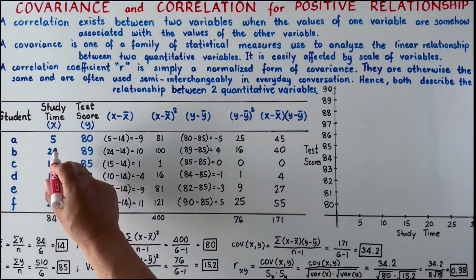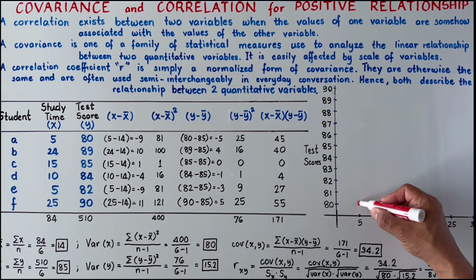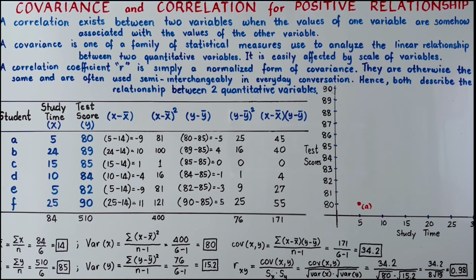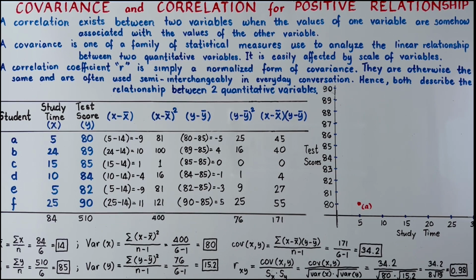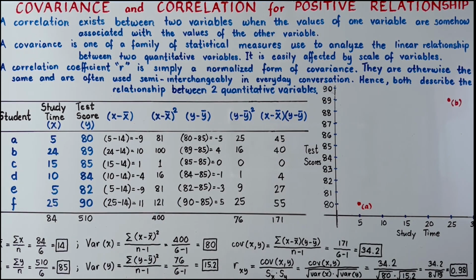The study time of 5 minutes gives you a score of 80. So that one here is our data point for student A. And 24 minutes of study time gives you an 89 as a score. So we have here 24 and this is 89. So this is for student B. And 15 minutes gives you a score of 85. So this is our student C data point.